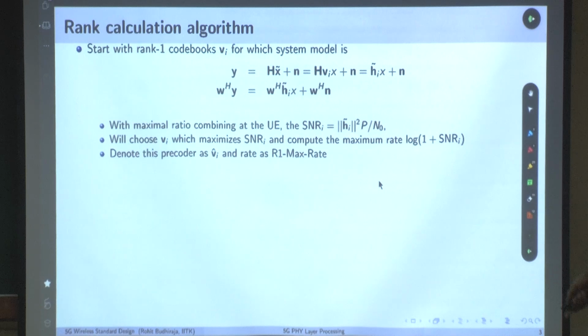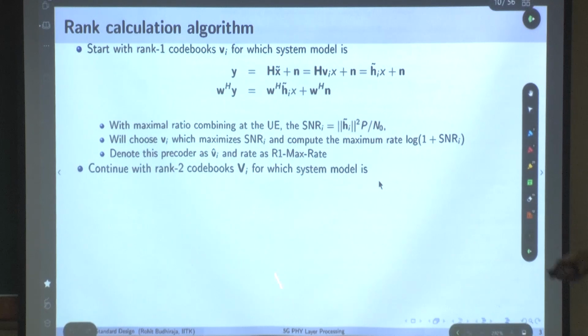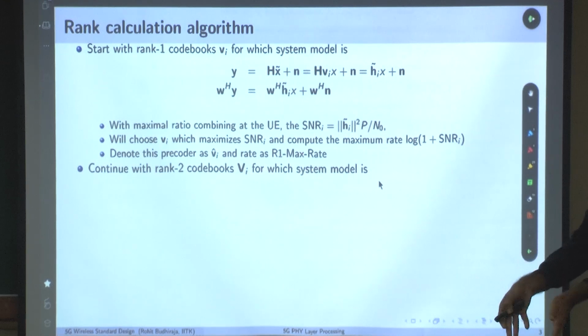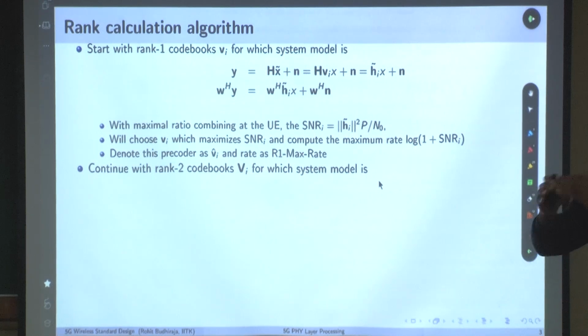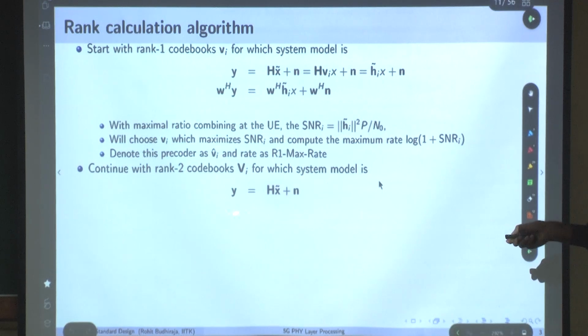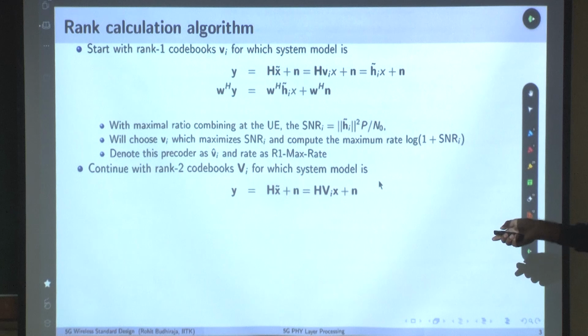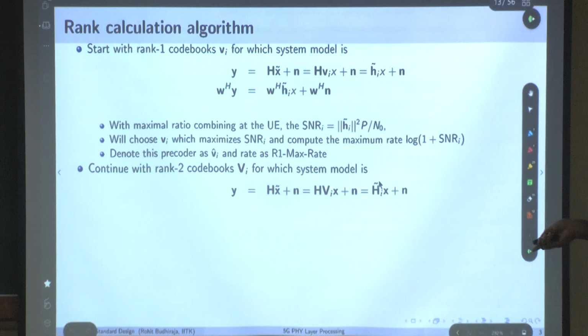Now what happens for rank 2 after that? Then it continues with rank 2 codebooks, for which we discussed the system model in the last class. It does exactly the same process we discussed in the last class. Y is equal to h x tilde plus n, where x tilde is Vi of x. In this case, i will run only from 1 to 2. I call this hi tilde of x.